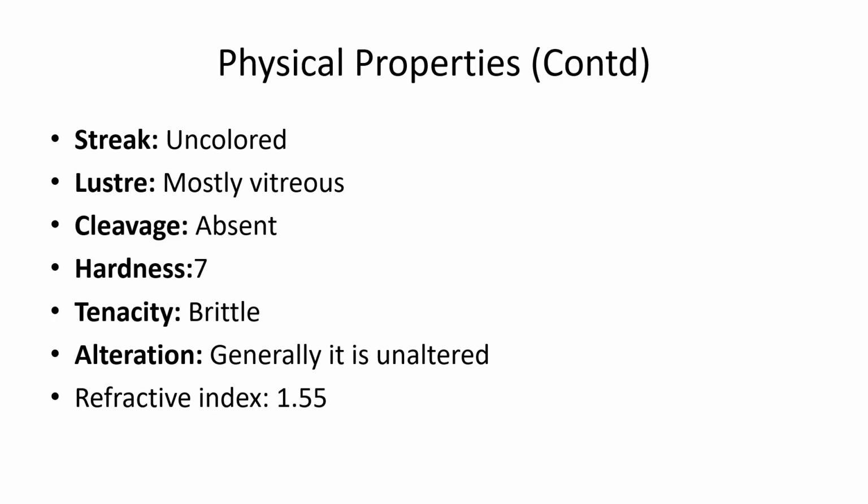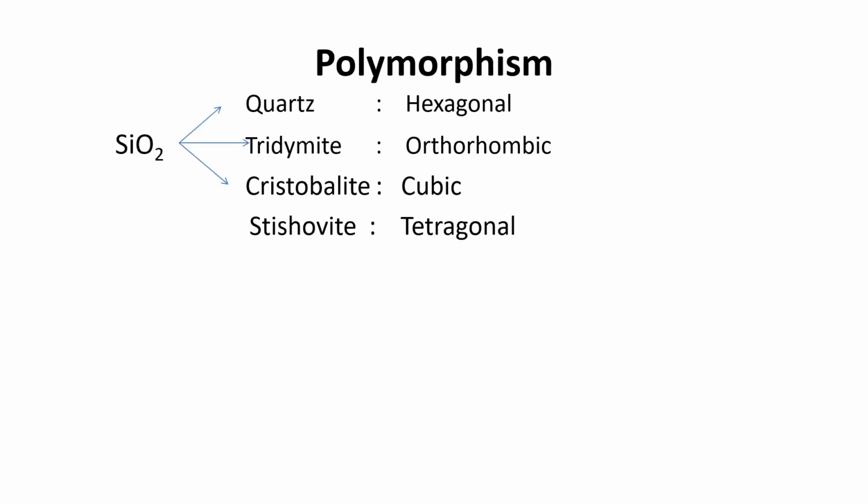Coming to the streak, the streak of quartz is uncolored, and it shows vitreous luster, as most of the quartz group of minerals possess vitreous luster. If you take the cleavage, we cannot see cleavage in quartz, so cleavage is absent. In the Mohs scale of hardness, it has a hardness of 7, tenacity is brittle, and generally quartz is unaltered, and it has a refractive index of 1.55.